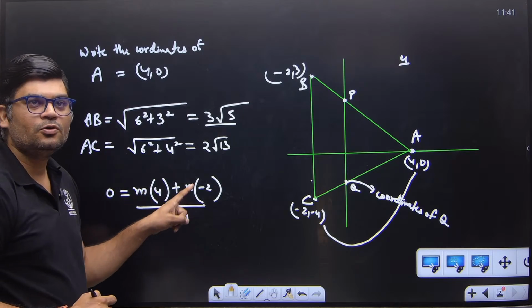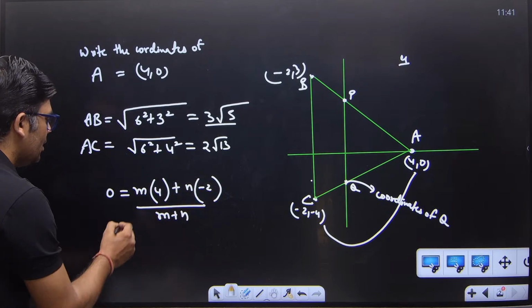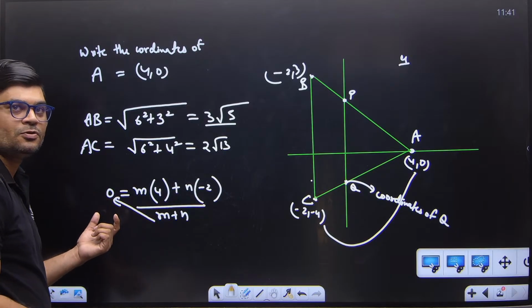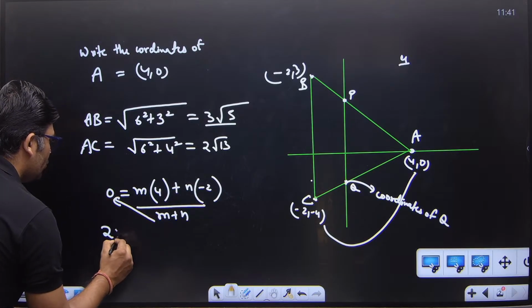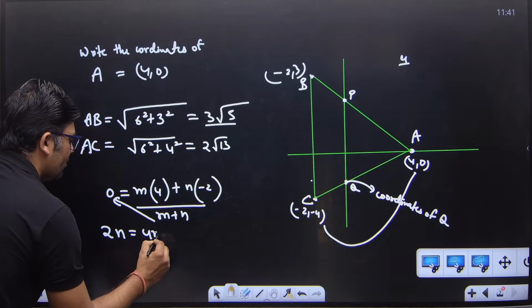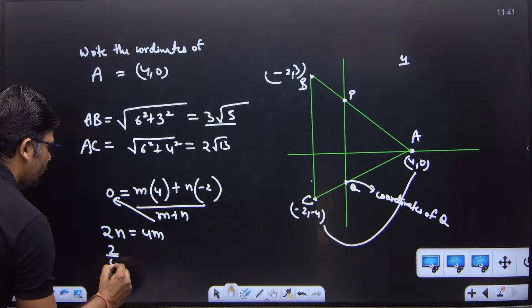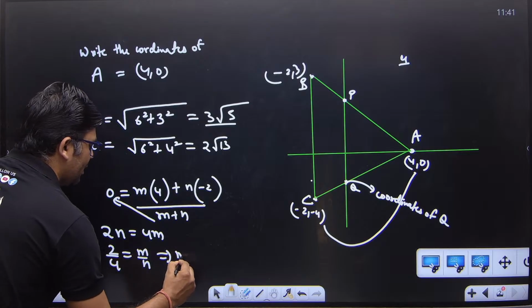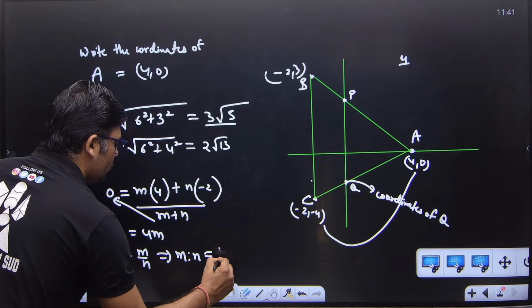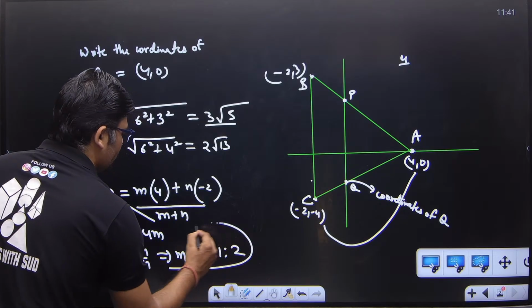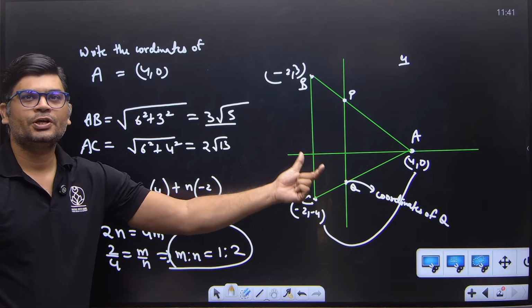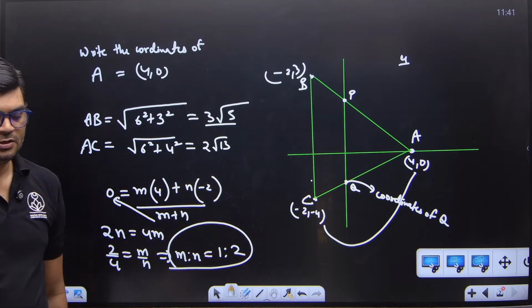m1 x2 plus m2 x1 divided by m1 plus m2. So this will just vanish by multiplying it by 0. So you will have 2n is equal to 4m, or 2 by 4 is equal to m by n, which implies that m is to n is equal to 1 is to 2. So this is the ratio in which Q divides AC or CA.